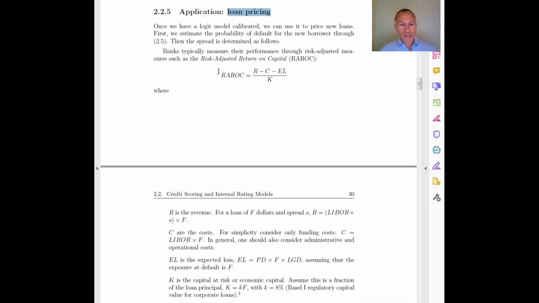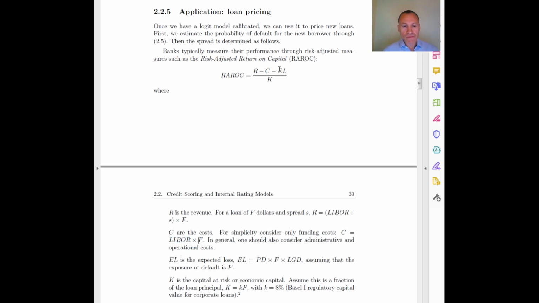So the idea is the following. Banks typically worry about their risk-adjusted return on capital, which is this ratio that you see here. This is the revenue that we get from the loan, typically a rate plus some spread times the amount of the loan, minus the cost of getting the money to lend it to the firm, something like the floating rate times the amount of the loan. So this is the funding cost of the bank.